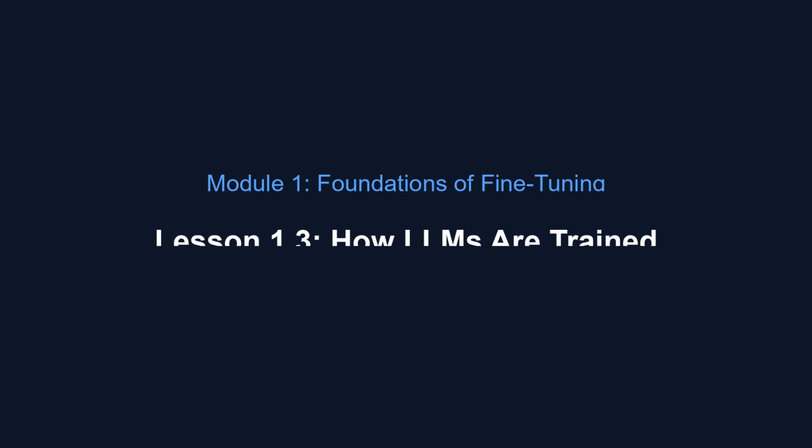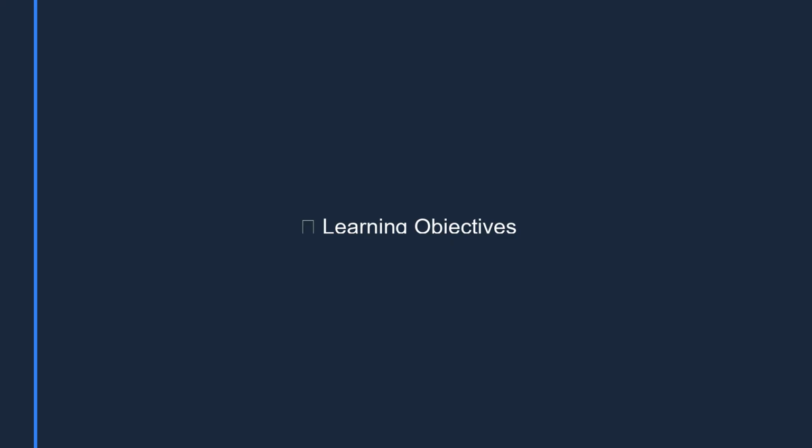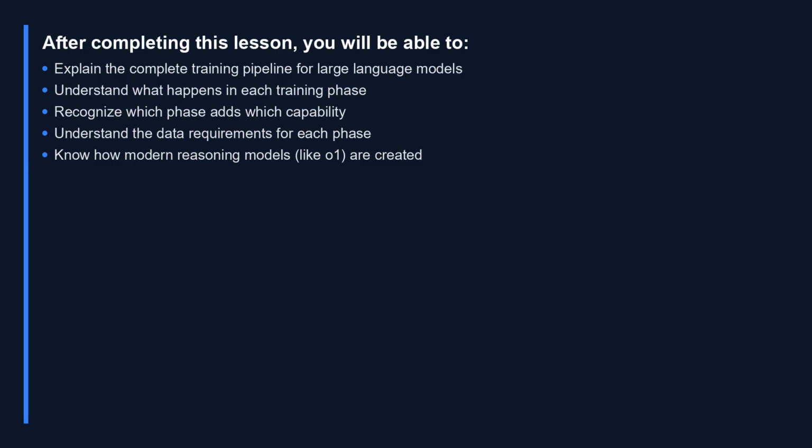Welcome to Lesson 1.3, How Large Language Models Are Trained. Learning Objectives. By the end of this lesson, you'll be able to explain the complete training pipeline for large language models, what happens in each phase, which phase adds which capability, what data each phase requires, and how modern reasoning models like O1 are actually built. This is the conceptual foundation everything else in this course builds on.